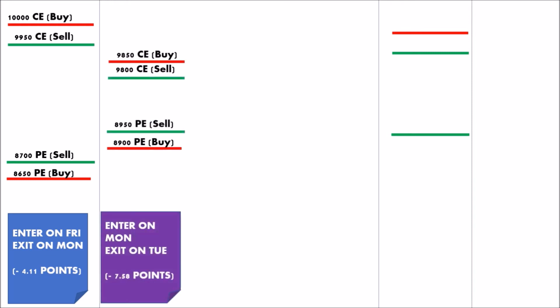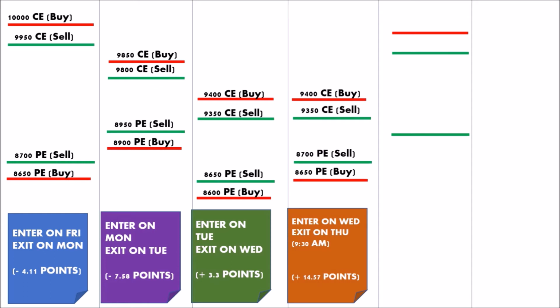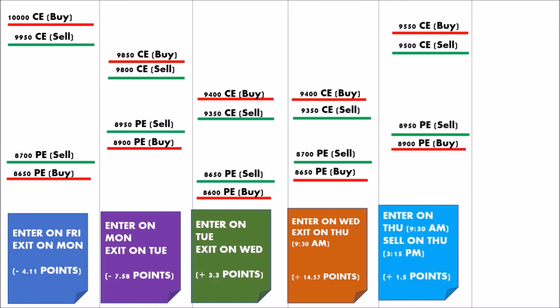Then this was the levels calculated for Monday. Again, you squared up the previous day's position and you entered on Monday morning, and again you exit on the next day, that is Tuesday. Similarly, you repeat the process for each day, only Thursday you are exiting the levels at 9:30 in the morning, entering again with the new levels and closing the levels on Thursday at 3:15 p.m.